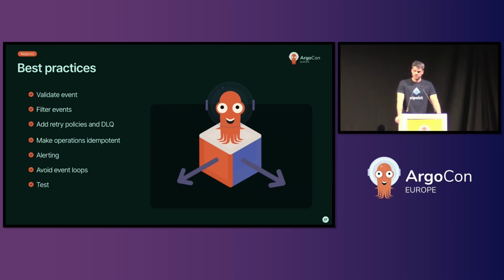So what are the best practices for auto-remediation? You should validate the event and filter it. You don't want to trigger your auto-remediation action every time something happens, just when it's needed. You should also add a retry policy and a DLQ in case something fails during processing, make operations idempotent, or do event deduplication. You don't want to trigger the same action multiple times. You should also add alerting and monitoring to your system, and at the end, you should really test your auto-remediation pipeline. Simulate and observe what is happening inside your system.